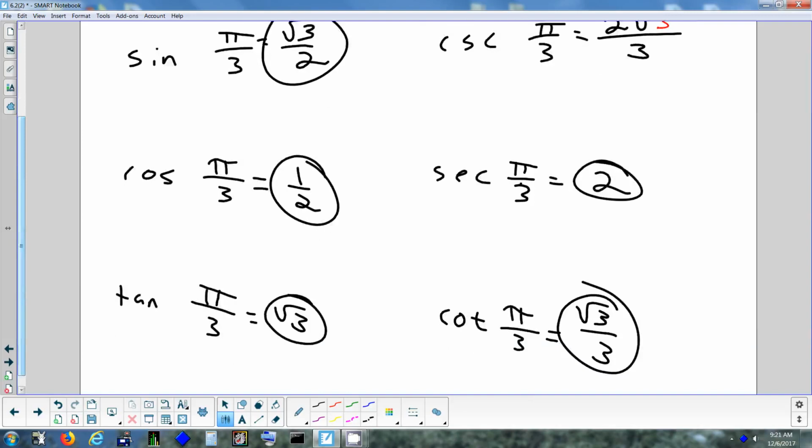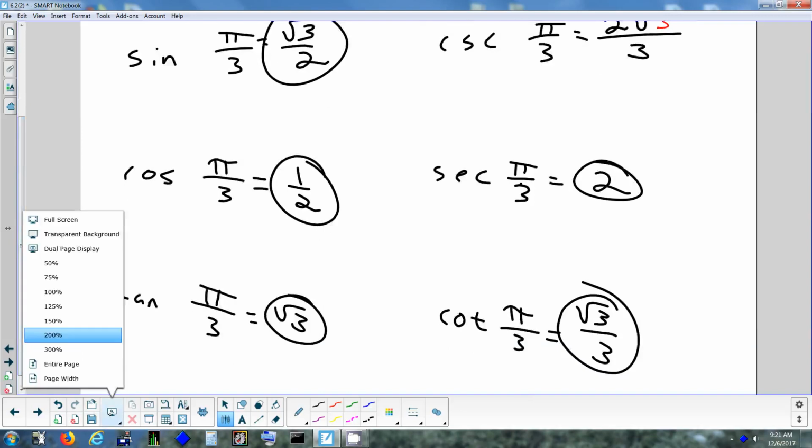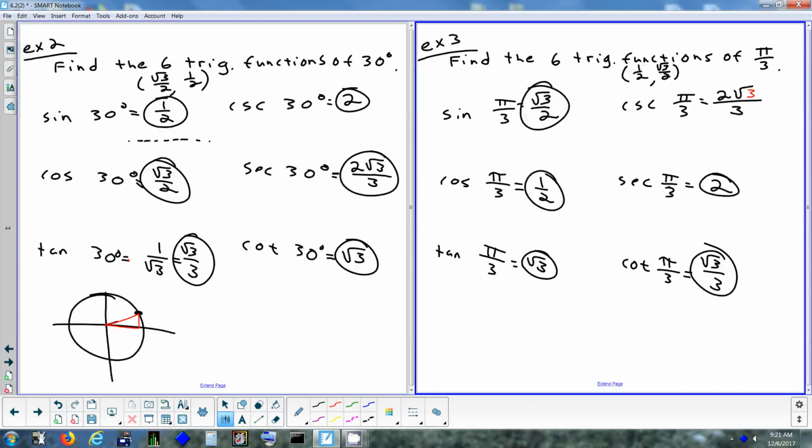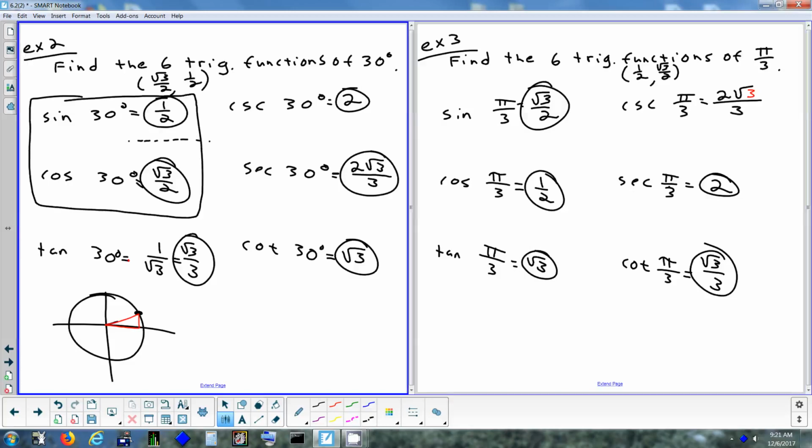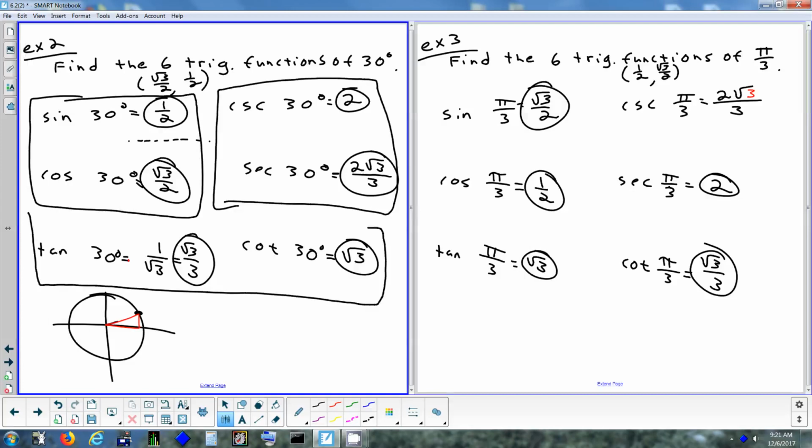Now, let's see the pattern on how things switch places. So, the sine flipped with the cosine. The secant flipped with the cosecant. And the tangent flipped with the cotangent.